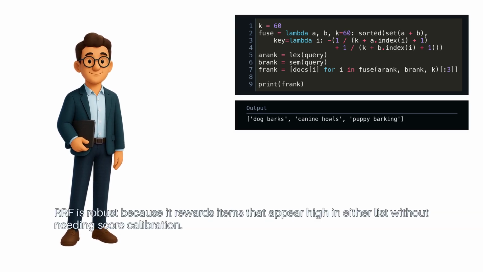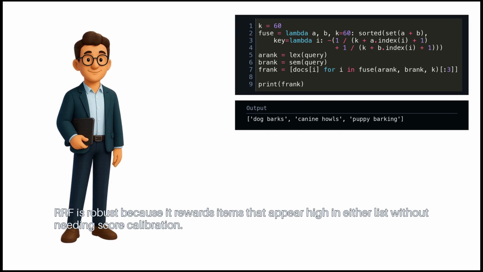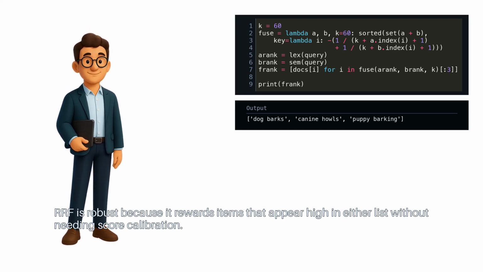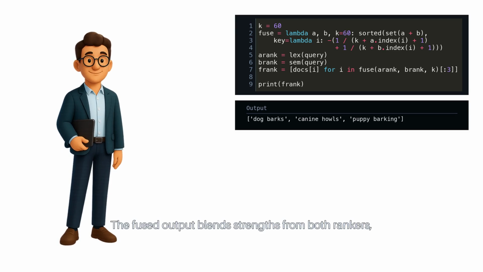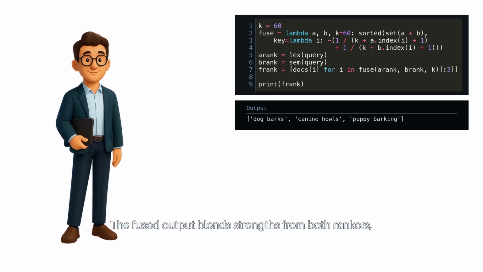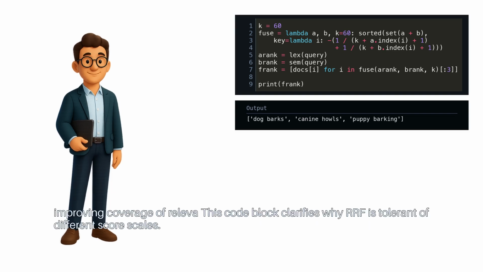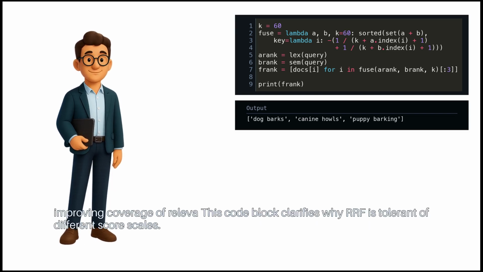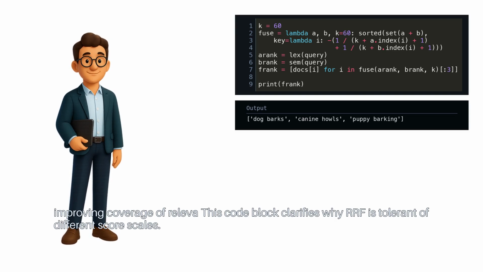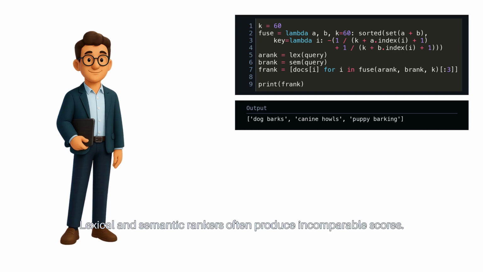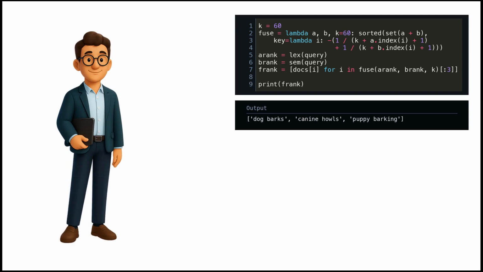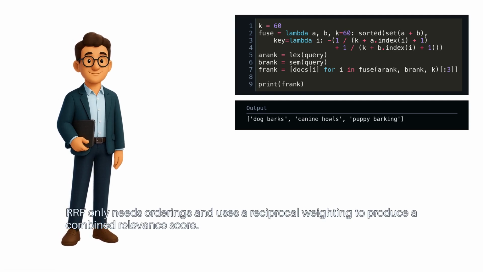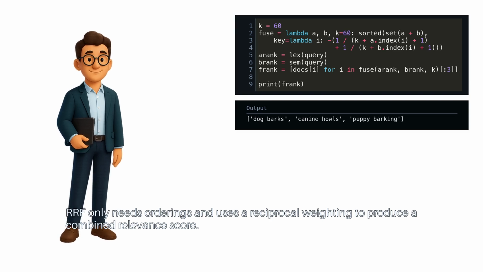RRF is robust because it rewards items that appear high in either list without needing score calibration. The fused output blends strengths from both rankers, improving coverage of relevant documents. This code block clarifies why RRF is tolerant of different score scales. Lexical and semantic rankers often produce incomparable scores. RRF only needs orderings and uses a reciprocal weighting to produce a combined relevance score.